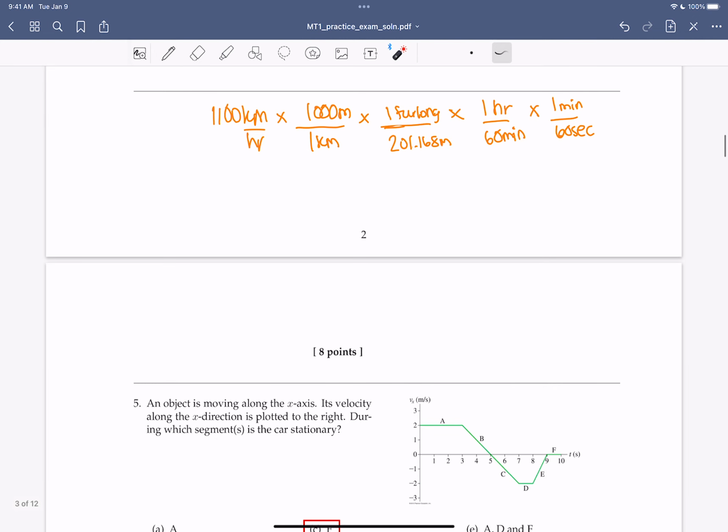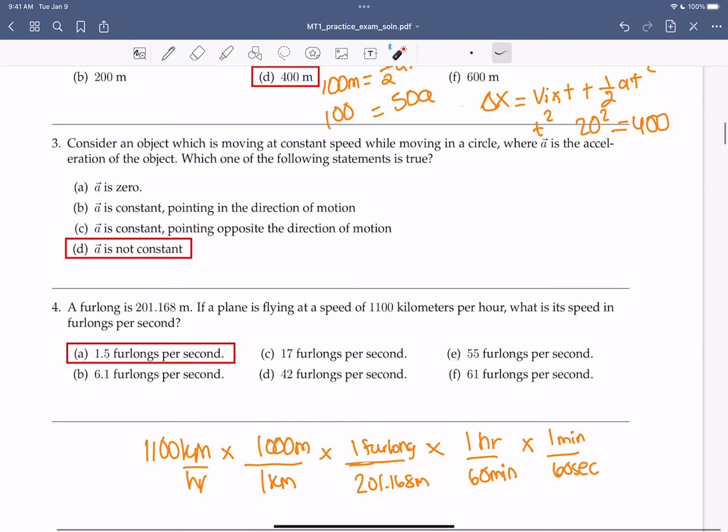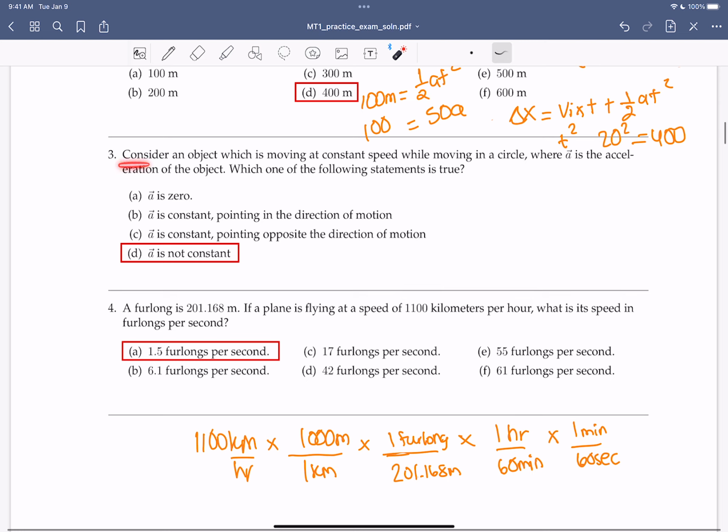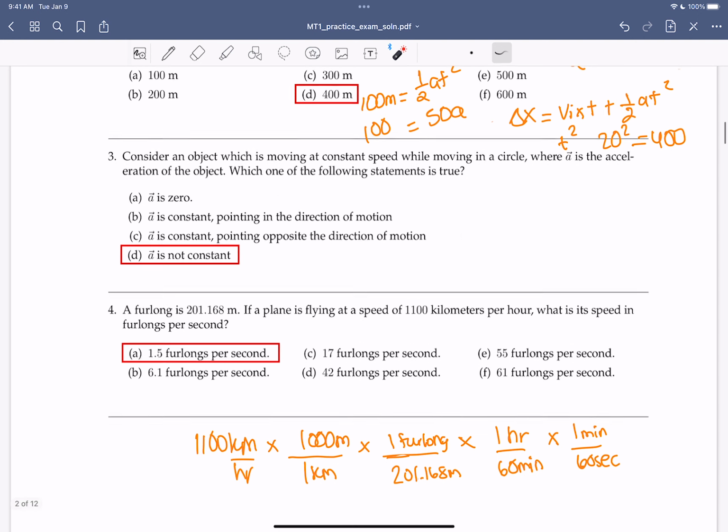So reasoning of 3. Okay. Consider an object which is moving at constant speed while moving in a circle, where a is the acceleration of the object. Which one of the following statements is true? So, let me actually read that again. Consider an object which is moving at constant speed while moving in a circle. A is the acceleration of the object. Which of the following statements is true?